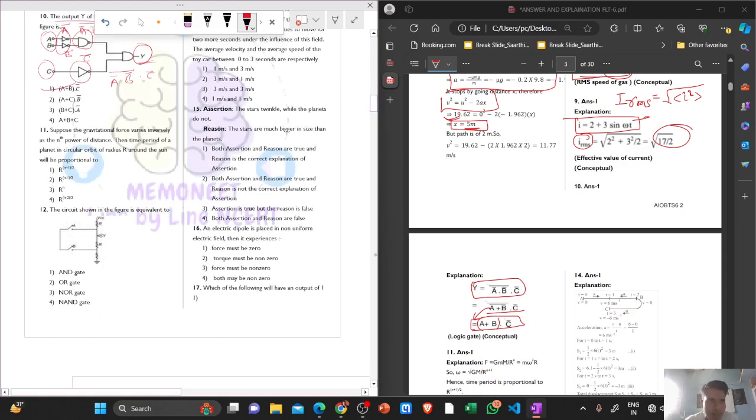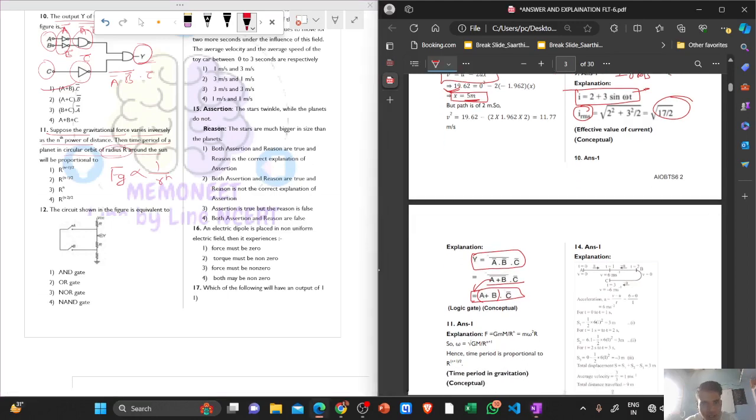Suppose the gravitational force varies inversely as the nth power of distance. It is asking that the gravitational force we need to check as r to the power n. Then the time period of the planet on the circular orbit. It's asking about the circular orbit. You just need to calculate the radius.